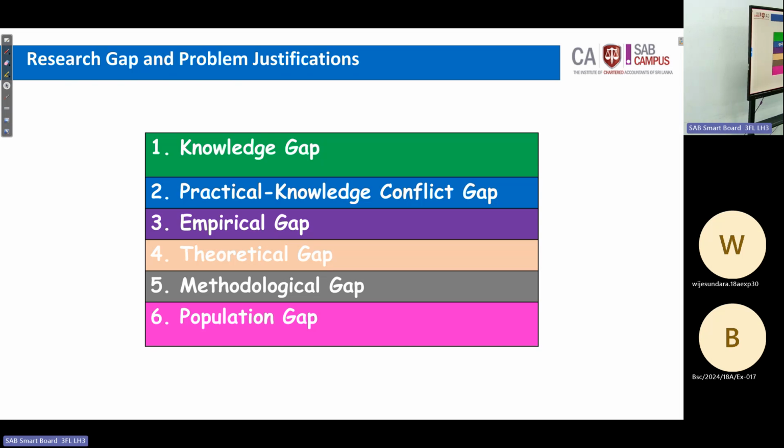Practical knowledge conflict gap. Practical knowledge and the other word, conflict. What does it say?